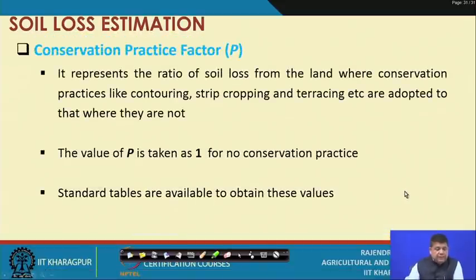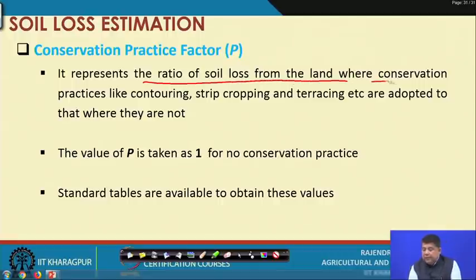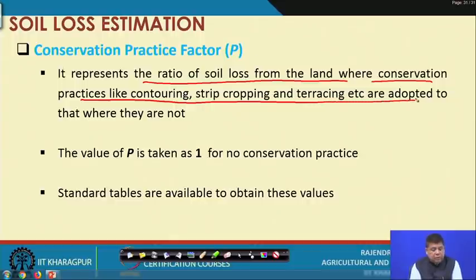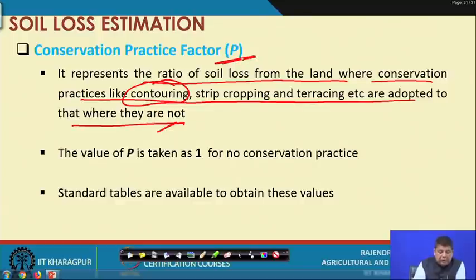The last factor is the conservation practice factor P, which represents the ratio of soil loss from a land where conservation practices like contouring, strip cropping and terracing are adopted to that where they are not. In standard USLE we know that no such practice is adopted. So, if you take the soil loss value from a field where, for example, contouring has taken place, then with reference to USLE, that soil loss will define the value of P. The value of P is taken as 1 for no conservation practice.